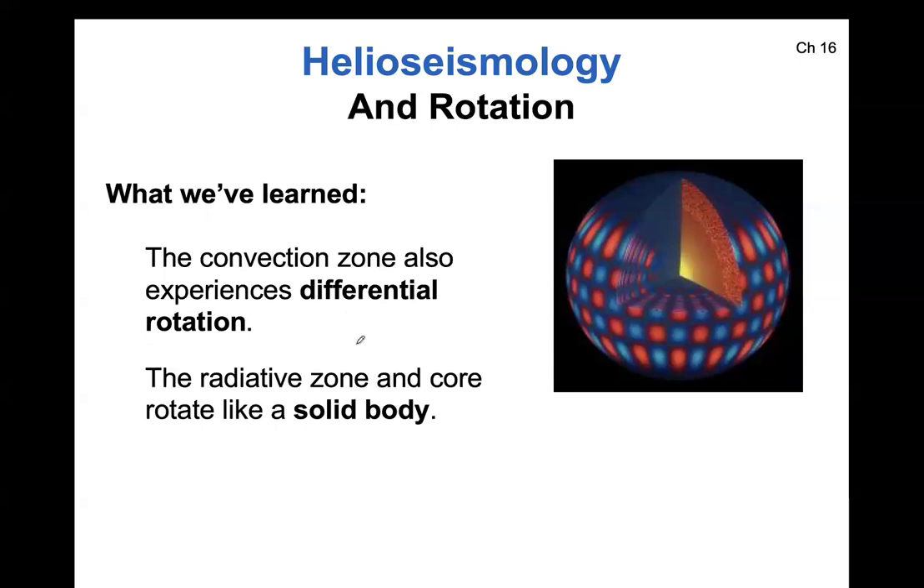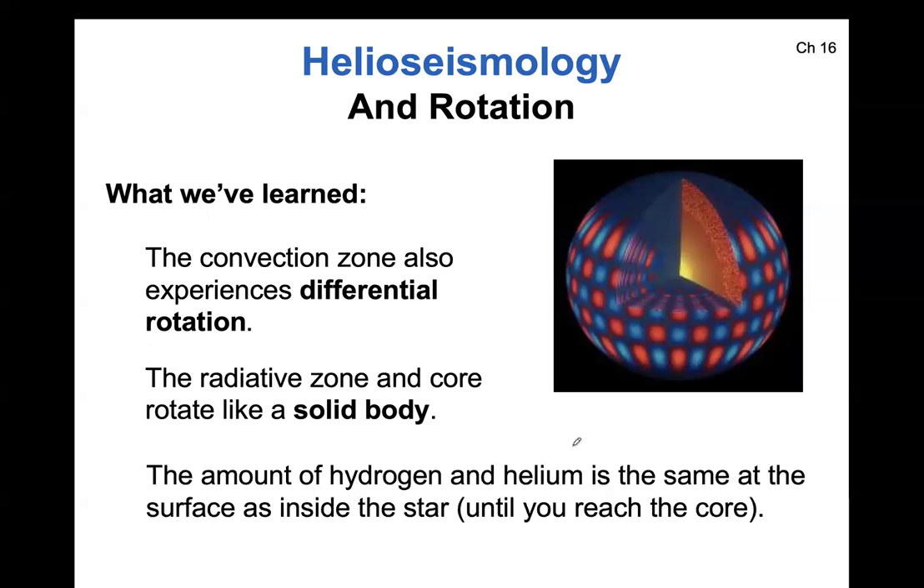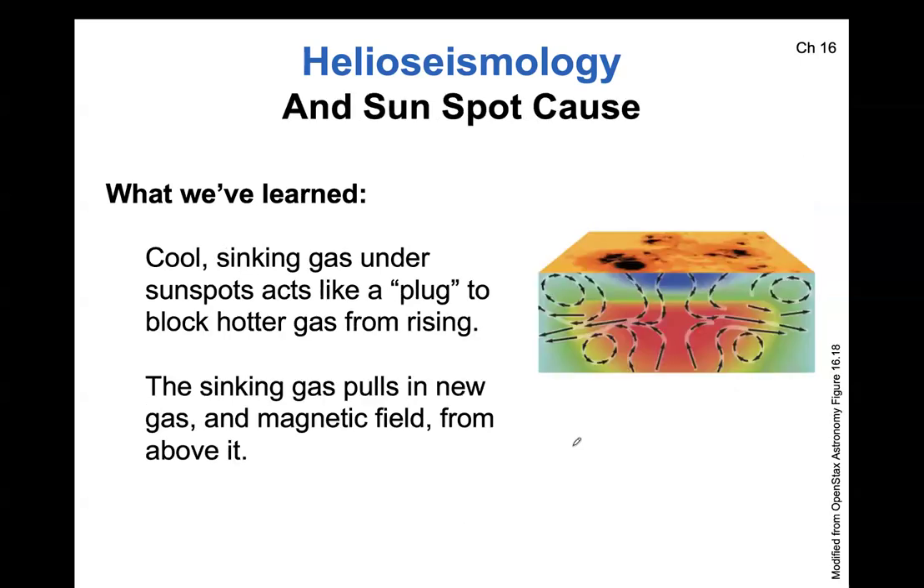So we've learned about the differential rotation through helioseismology. It's helped us understand the width and nature of the radiation zone. The amount of hydrogen and helium is the same at the surface as inside the star until you reach the core, at which point the values change. It's helped us understand sunspot causes, such as the cool sinking gas under sunspots that act like a plug to block hotter gas from rising.